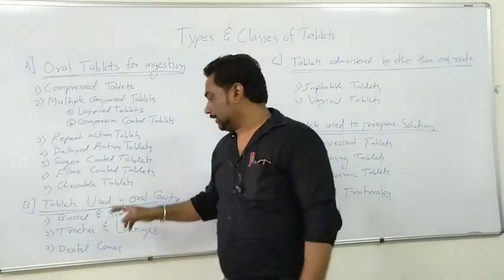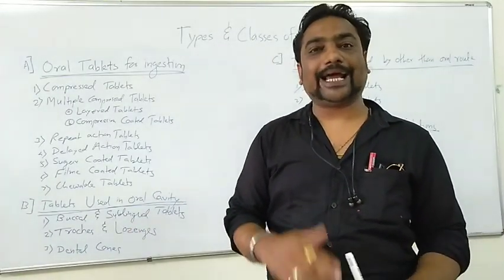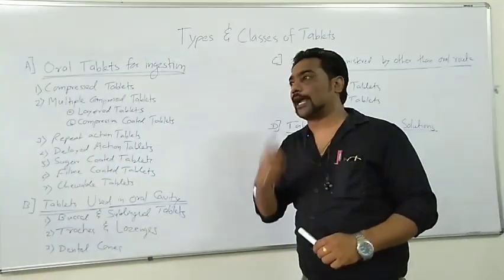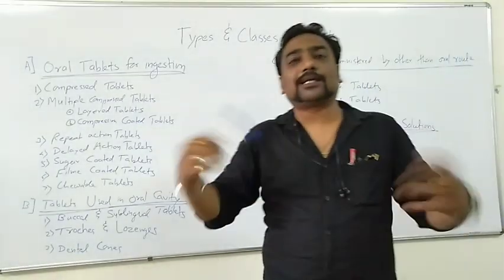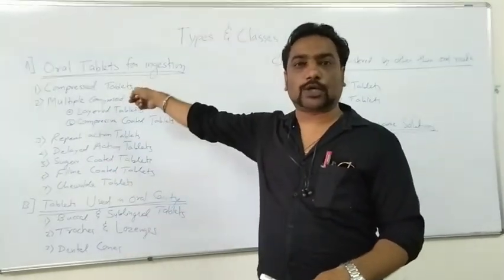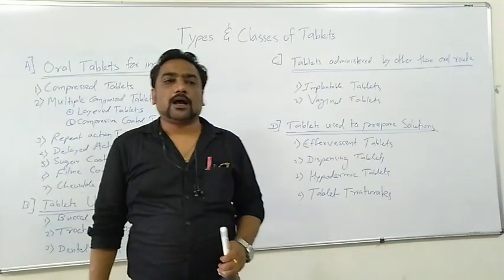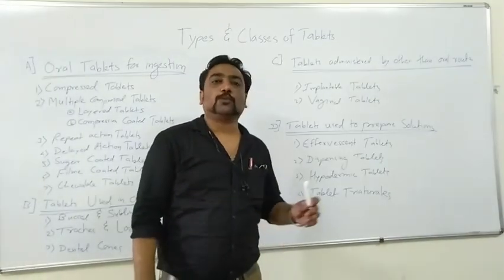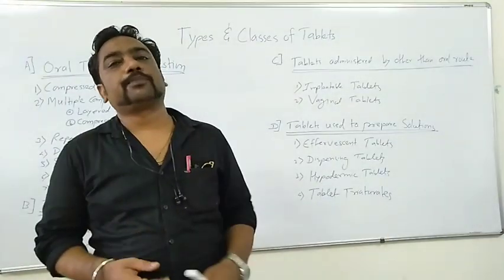Second class, tablet used in oral cavity. So these are not ingested by oral route, they are just used in the mouth cavity, oral cavity. Third category, the tablets which are administered by other than oral route. So these two are oral route, this is oral ingestion and oral cavity. And last one is the tablets used to prepare solutions, and after preparing the solution, these solutions will be used for some other purposes.